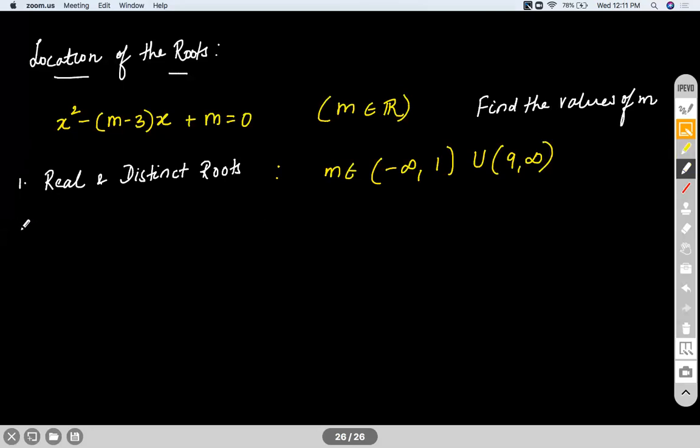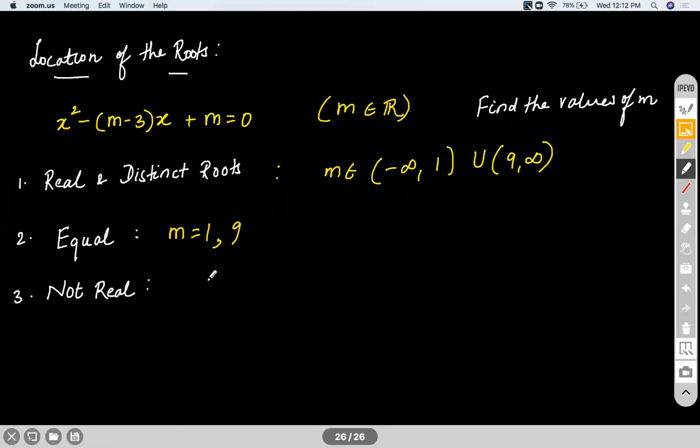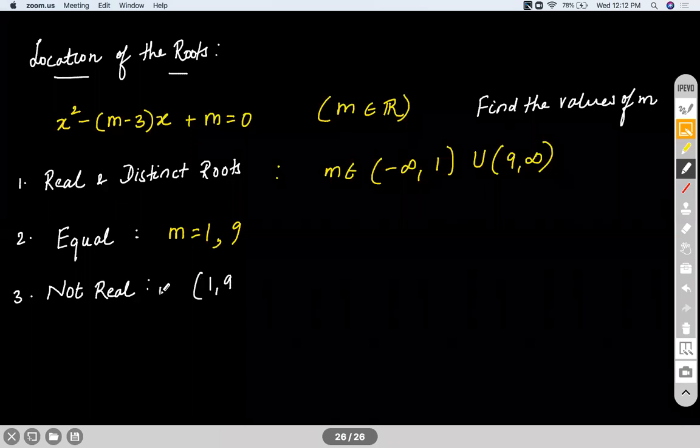I'll give you a series of questions. Almost 13, 14 questions. Tell me the values of M or interval of M such that the roots are equal. One and nine. Very good. Next is your roots are not real. 1 to 9 open. Very good.